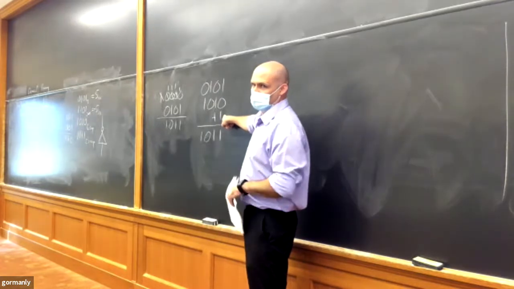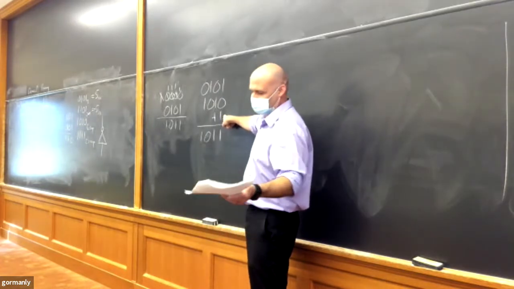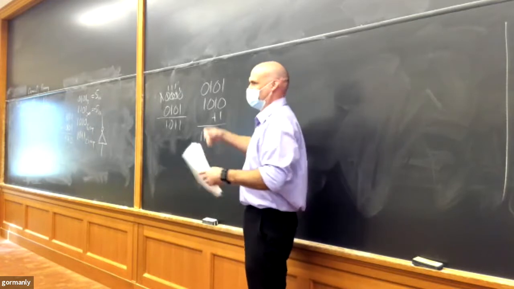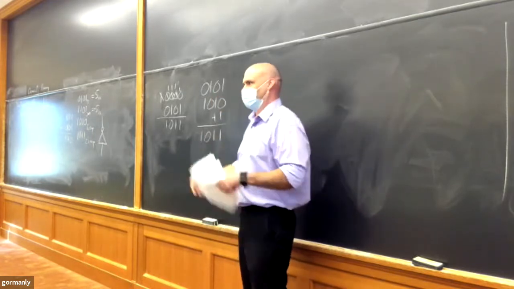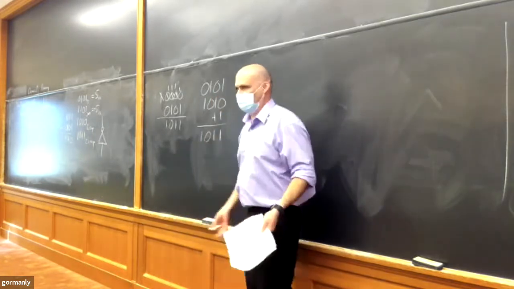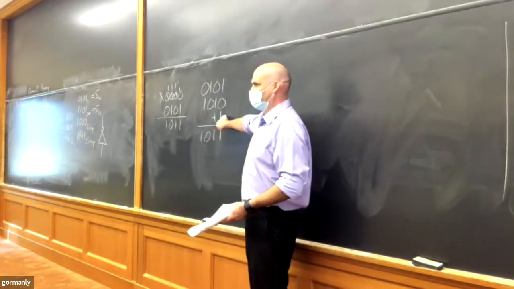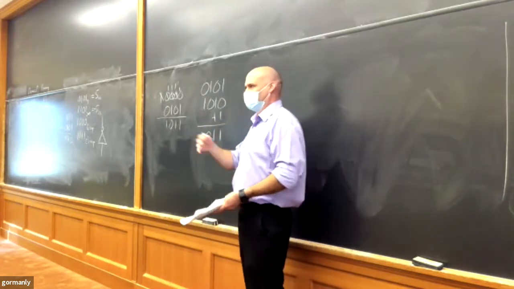Yeah. Just 1111 plus one is 10000. Correct. I subtracted it from a number that was one bigger. The number I subtracted from is always going to be one bigger. So if I just do the smaller one and add one, I got the same result.